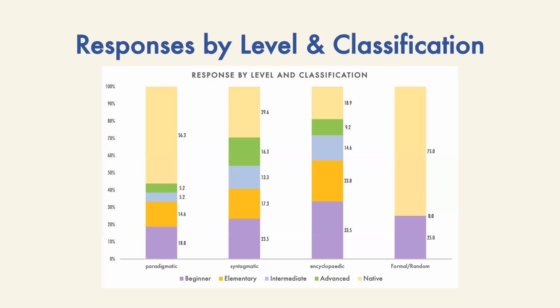Here are the responses by level and classification. These are percentages, because of the difference in language levels, the raw numbers would have been quite strange to look at. But for the most part, native speakers used a lot more paradigmatic responses, with the beginner and elementary students using a lot more encyclopedic responses overall.